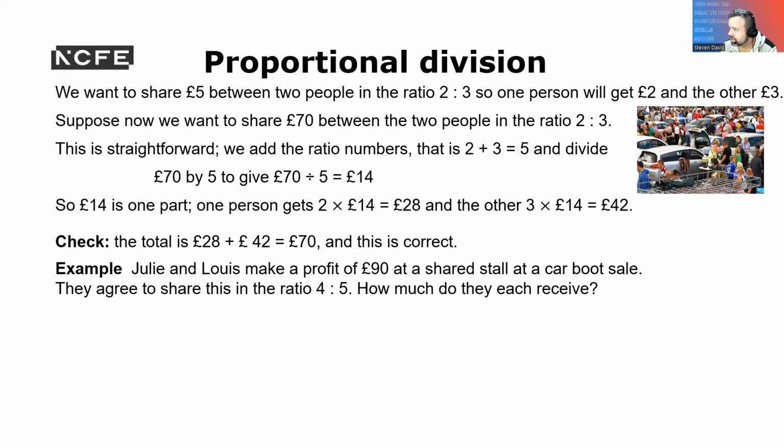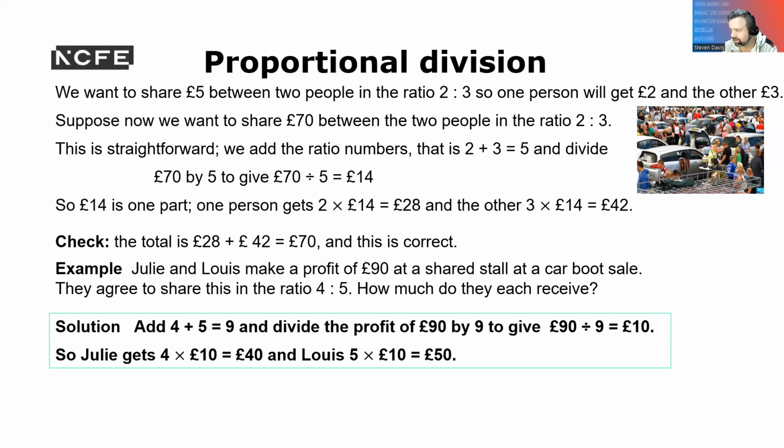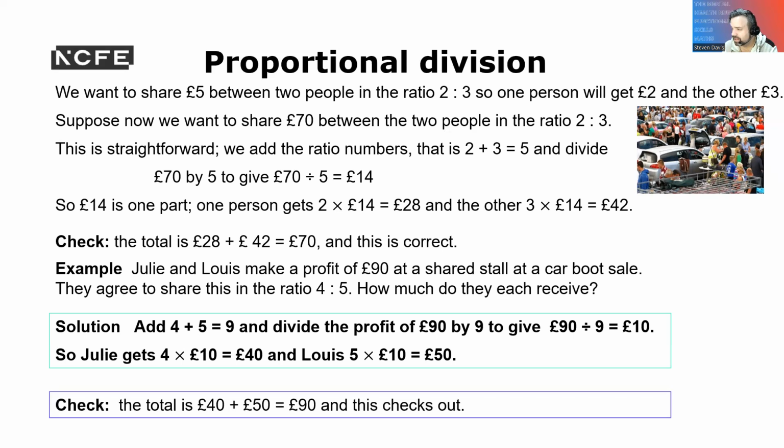So Julie gets 4 times 10, so that's 40, and Louise gets 5 times 10, that's 50. So that's a bit easier, isn't it? Good. So if we check that out, 40 plus 50 equals 90.